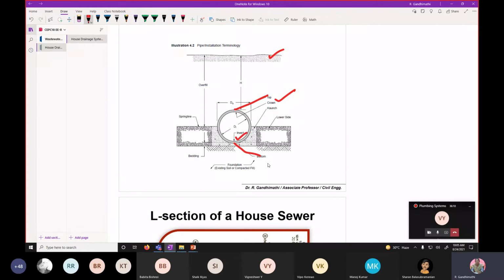The bottom inner portion of the sewer is called the invert. Similarly, the top inner portion of the sewer is called the crown. These two terms, crown and invert. Therefore, sometimes they call it invert level and crown level. Instead of mentioning top and bottom, they will mention the invert and crown level.